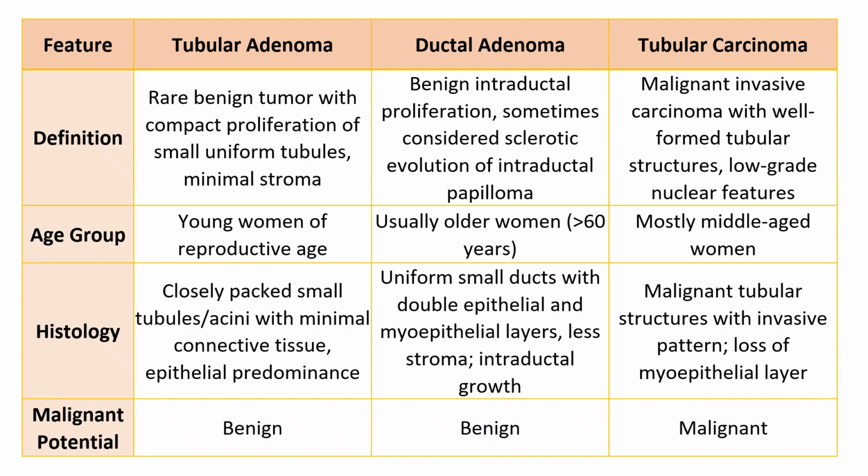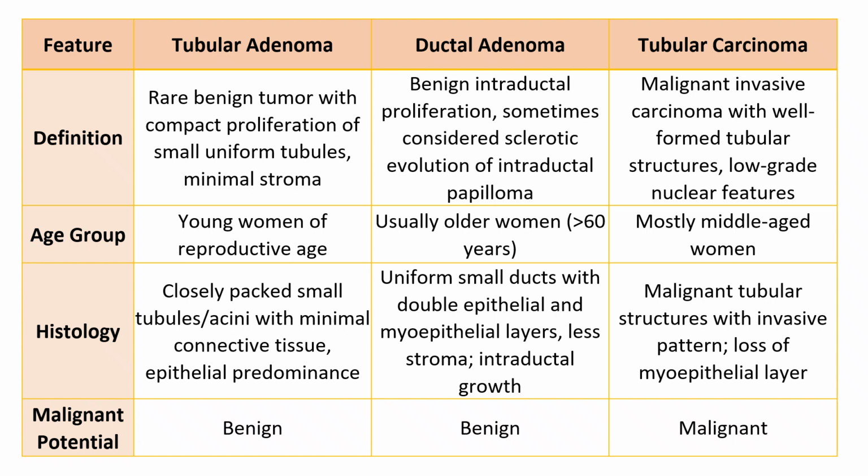By definition, tubular adenoma is a rare benign tumor with compact proliferation of small tubules and minimal stroma. Ductal adenoma is a benign intraductal proliferation, sometimes considered a sclerotic evolution of intraductal papilloma. Tubular carcinoma is a malignant invasive carcinoma with well-formed tubular structures and low-grade nuclear features. Coming to the age group involved, young women of reproductive age are involved in tubular adenoma, whereas ductal adenoma occurs in older women. Tubular carcinoma occurs in middle-aged women.